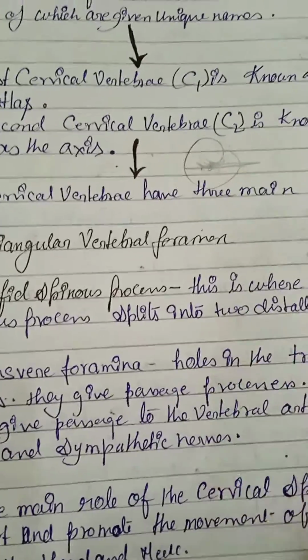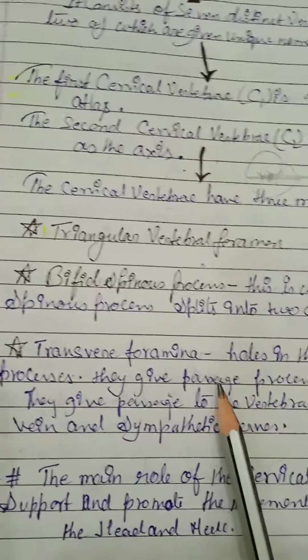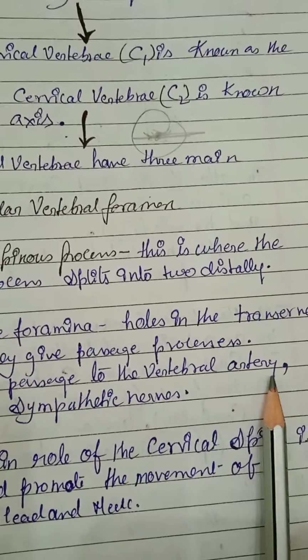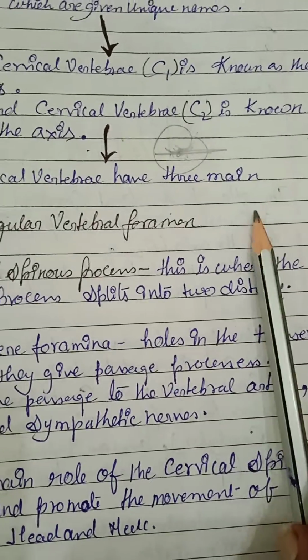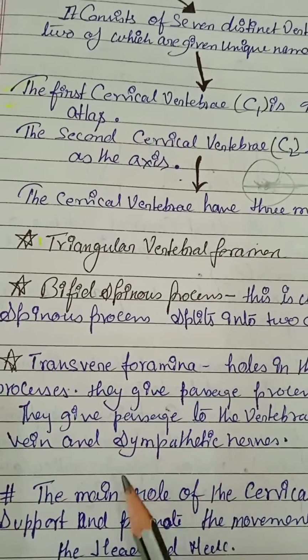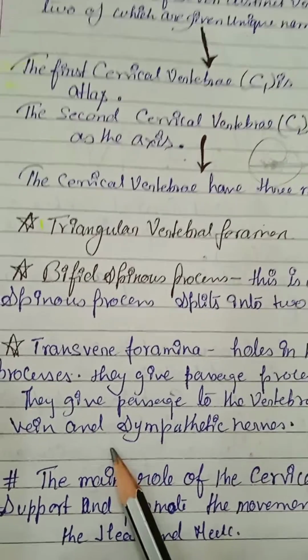Okay. Next is the transverse foramen, holes present in between the processes. There passes the vertebral artery. The vertebral artery is formed near the sympathetic and parasympathetic nerves.